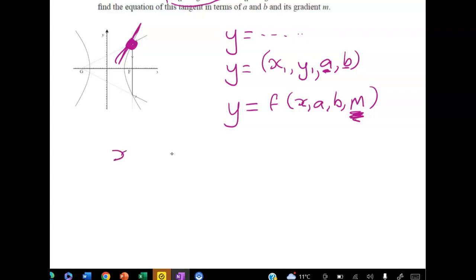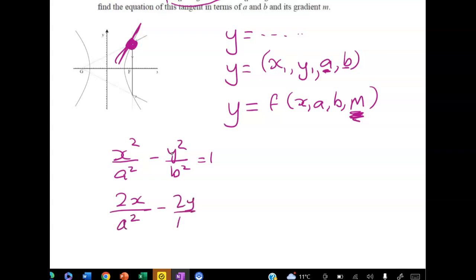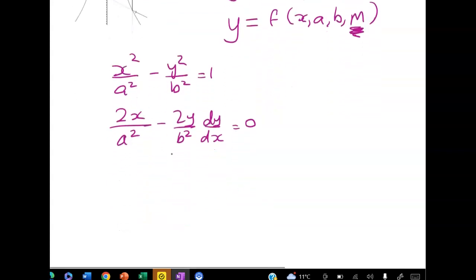So first up, we've got x squared over a squared minus y squared over b squared is equal to 1. When I differentiate it, I get 2x over a squared minus 2y over b squared times dy by dx is equal to 0, and that's using implicit differentiation. If you're not confident with that, go back and find the videos on that topic. Rearranging this should feel pretty easy if you're watching this video by now, because we've done it in lots of other conics questions.